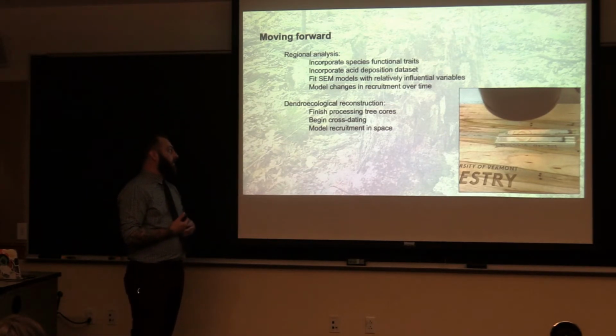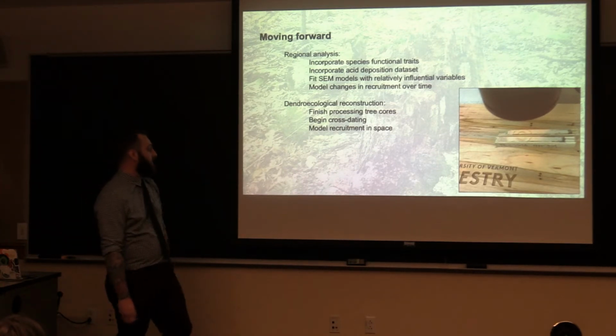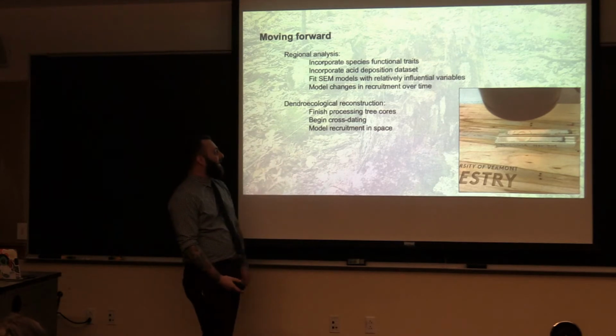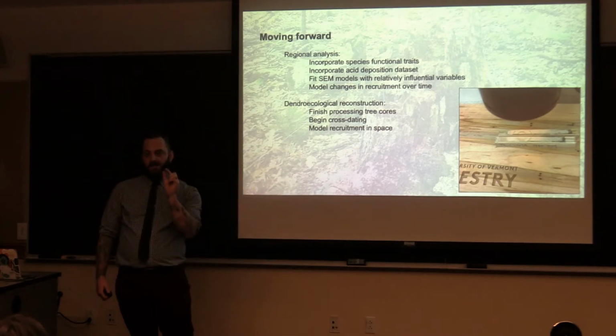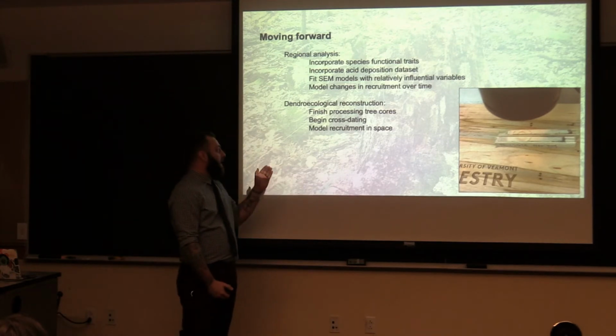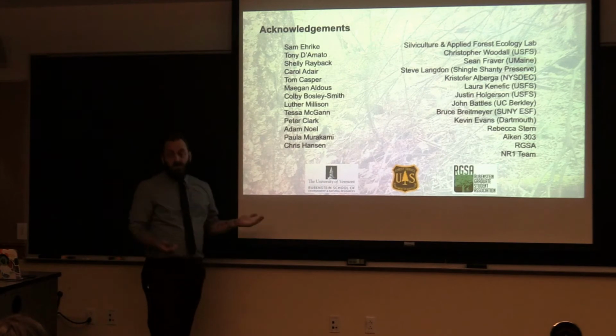And then continuing with my dendroecology, finishing processing tree cores. There's 2,300 left to do. And then again, cross-dating them, so each tree ring from each core gets assigned a year in time. And then again, modeling that recruitment in space. And so I'm pretty much finished.